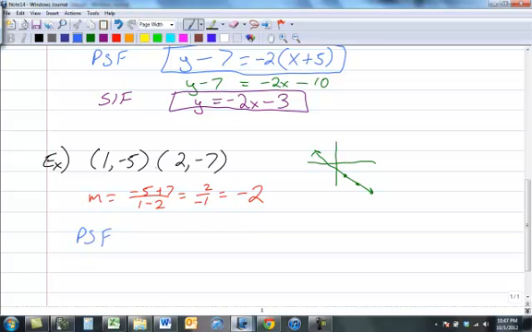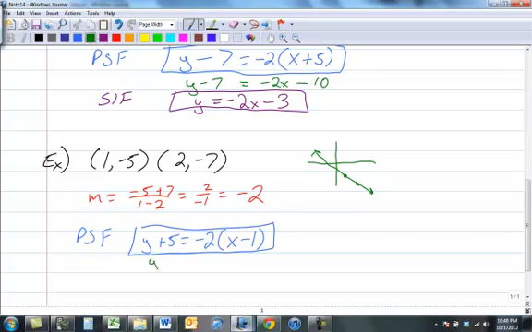Actually, it turns out it doesn't matter which point you use. All right, so we're gonna do one with the first point. So point-slope form is gonna be y plus 5 equals negative 2 times the quantity x minus 1. There's point-slope form. If that's all they want, that's all you got to do. You're all done. Now, go ahead and put it in slope-intercept form now, though.